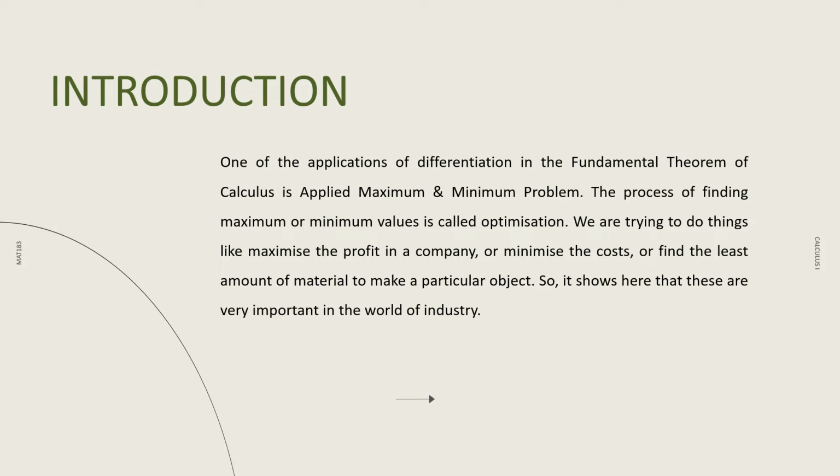The process of finding maximum and minimum value is also called optimization. For example, the uses of optimization in a company are to maximize the profit in a company, minimize the cost, or find the least amount of material to make a particular object. So it shows that these are very important in the world of industry. They can also be applied in our daily life too.